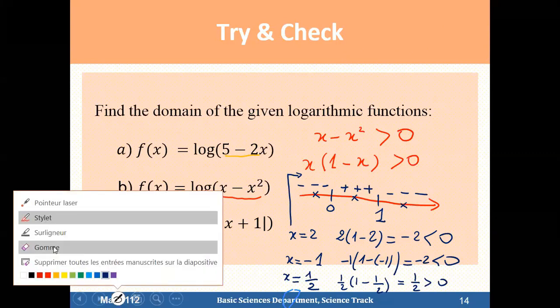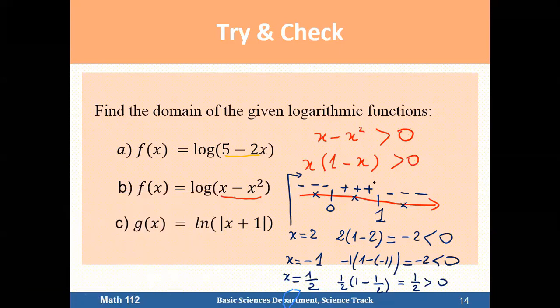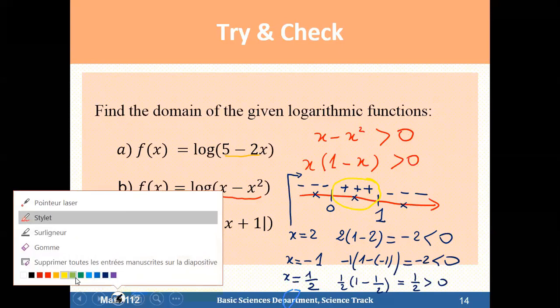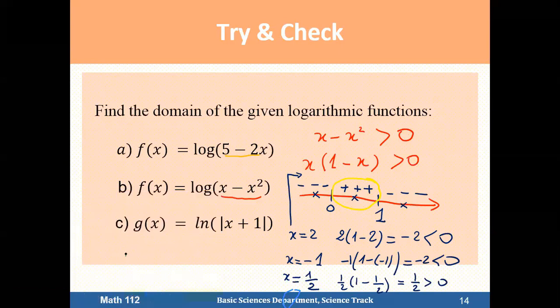And we take whichever part is positive. So here we will take only this part. So what is the domain? From 0 to 1. Is the domain 0 to 1 open or closed? Open. It is always open for log.